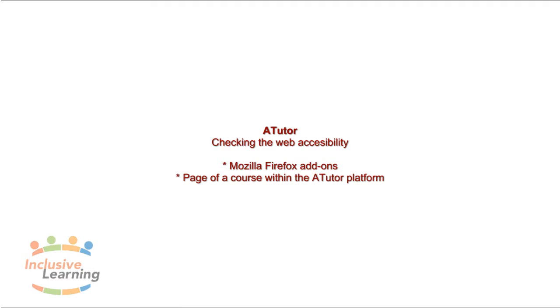In this video, we are going to check the accessibility in web contents. For this example, we will use the Mozilla Firefox browser and web pages from a course of a tutor. First of all, we are going to install two add-ons.